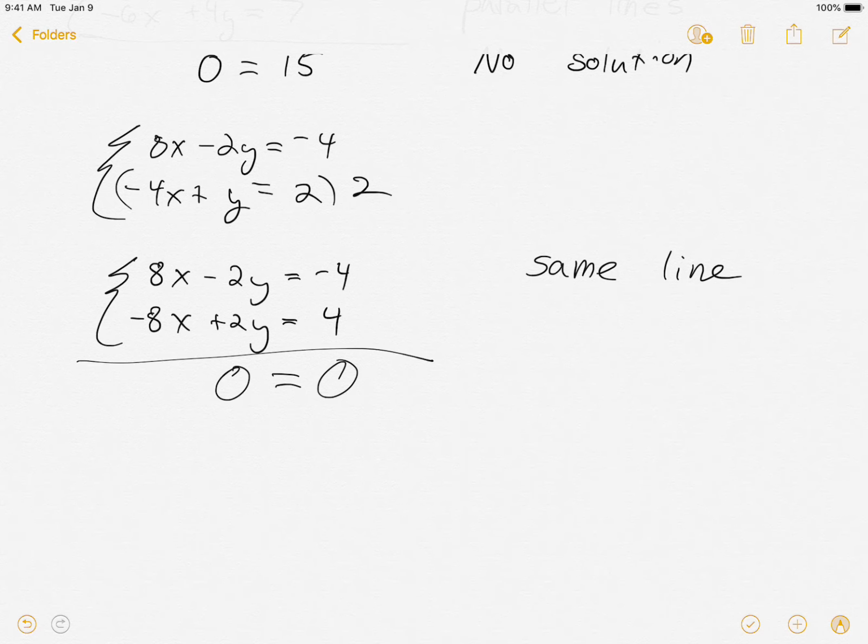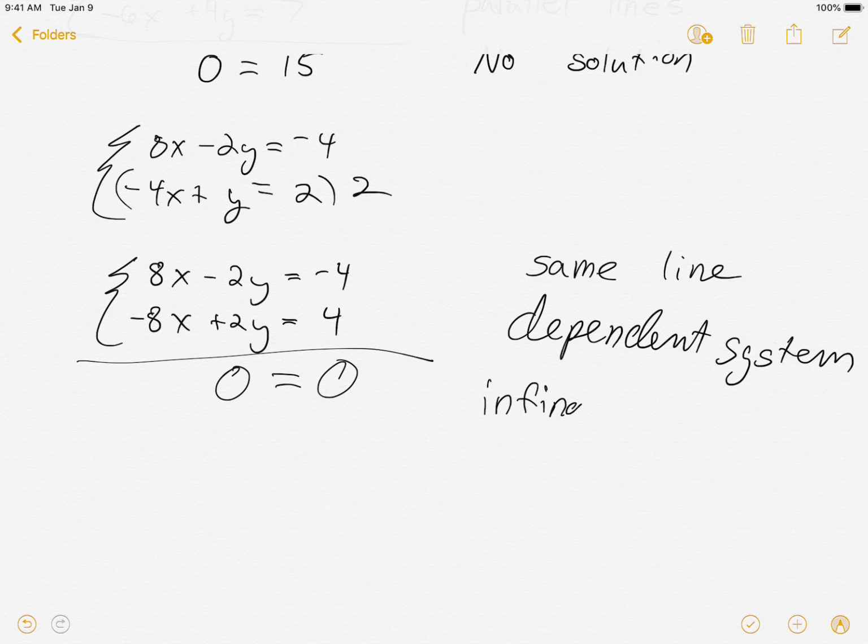So this kind of system we call a dependent system. And it's not no solution. The last one was no solution. This one is infinitely many solutions. Okay? We'll stop there. Next time we'll go on to three equation, 3 variable systems.